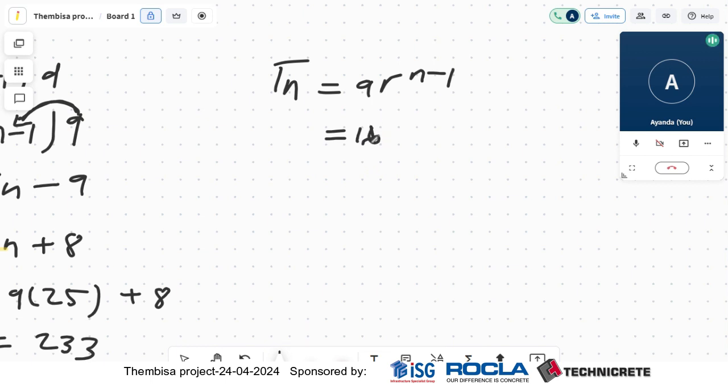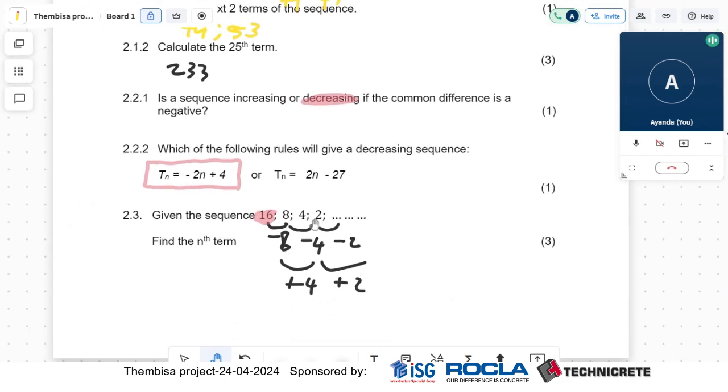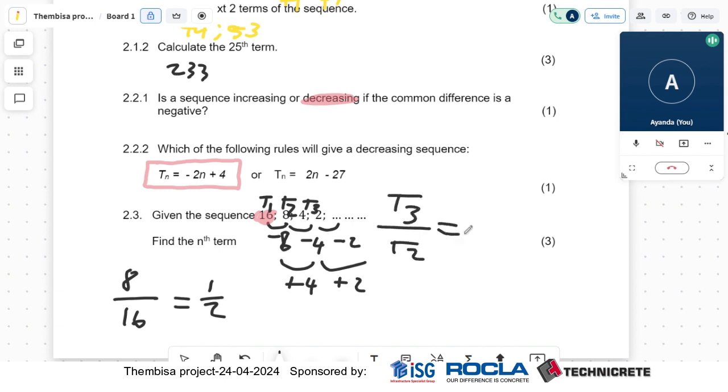So 16 times r. r is our ratio, and we can find this by taking term 2 and dividing it by term 1. So 8 divided by 16 gives us a half. And to show that this is true for the entire sequence, if we took term 3 and divided it by term 2, it should also give us a half. 4 over 8, we know, is still a half.